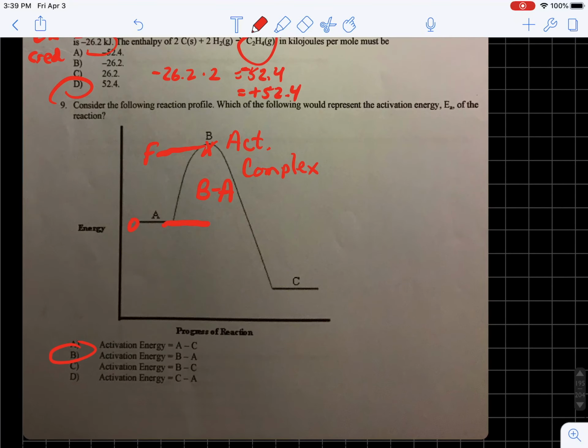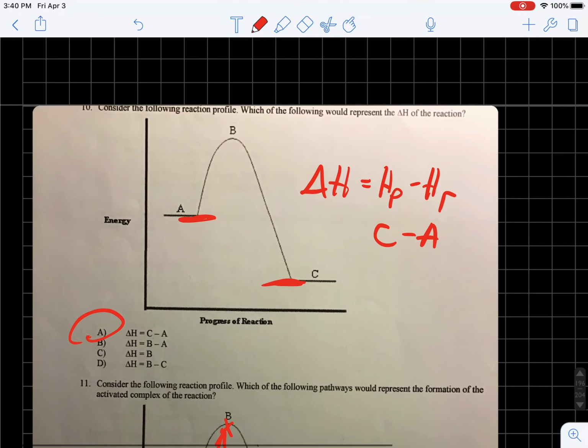Number 9. They give you a reaction coordinate and they say, well, what would represent the activation energy? So point B is the activated complex, and the amount of energy added to the reactants to reach the activated complex is E sub A. And delta E sub A, delta anything means final minus initial, so it's going to be B is your final, A is your initial. So the answer is B.